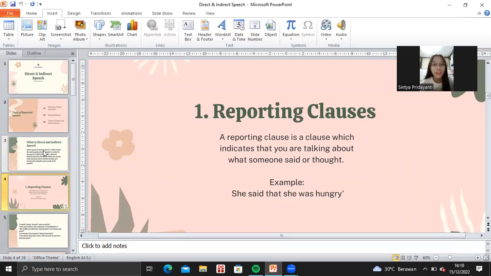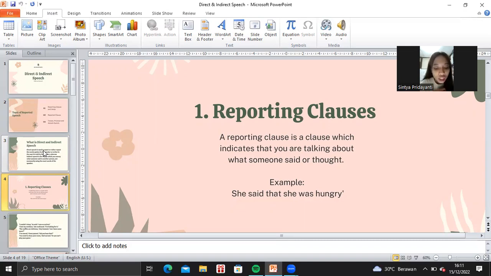And the first topic is the reporting clause. So the reporting clause is the clause which indicates that you are talking about what someone said or thought. For example, she said that she was hungry. Here, she said is the reporting clause.